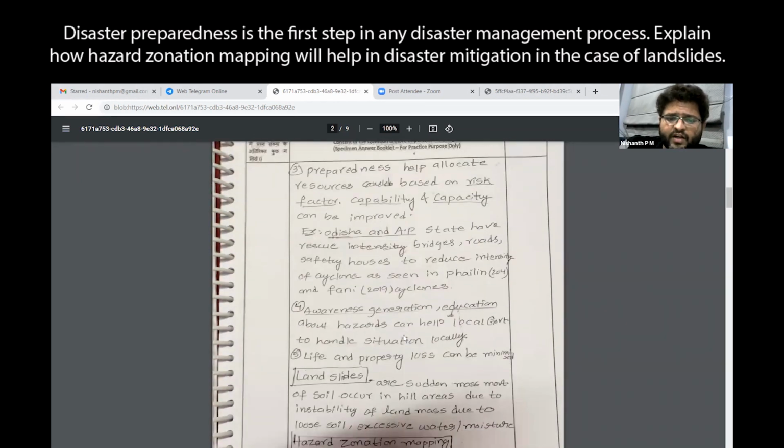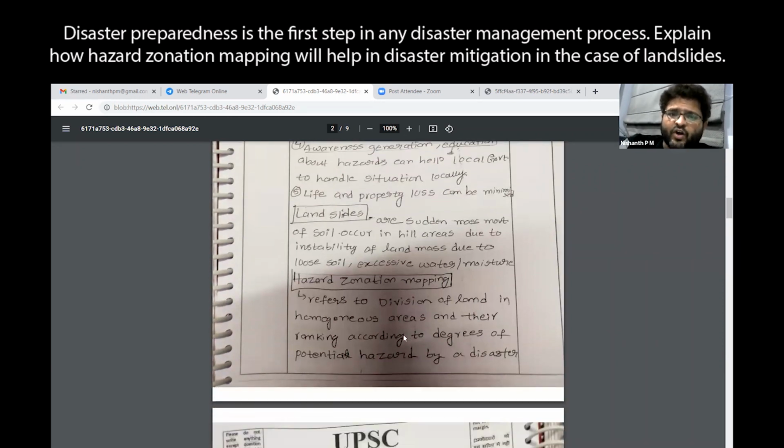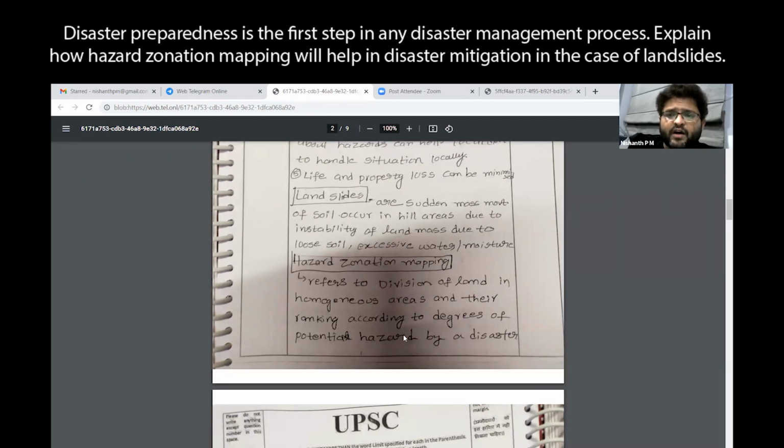Okay, see, you have not yet come to the landslides. You have come after 1.5 pages. It has already consumed a significant amount of your space. You have to speak regarding the disaster preparedness of landslides. The focus should be on landslides and nothing else. Okay, you can mention 1 or 2 disasters, but you have taken too much time in coming to the disasters.